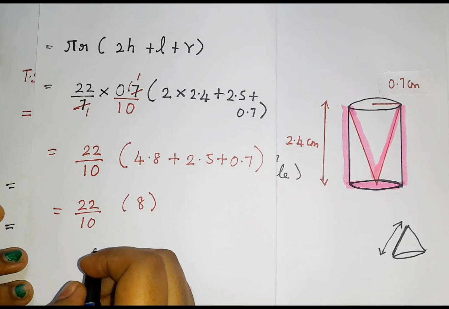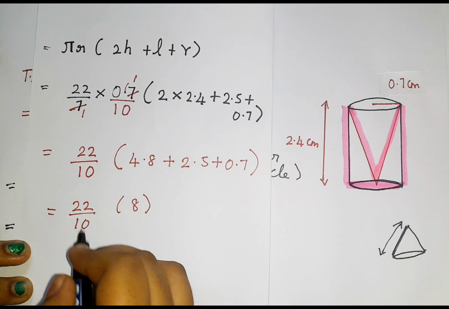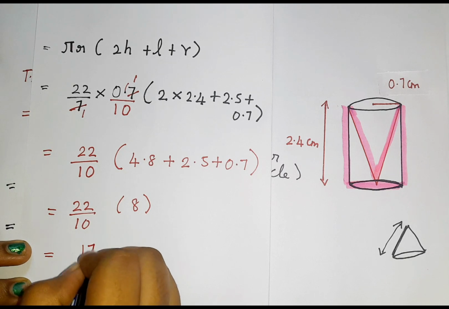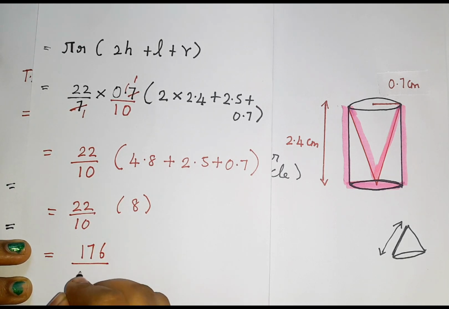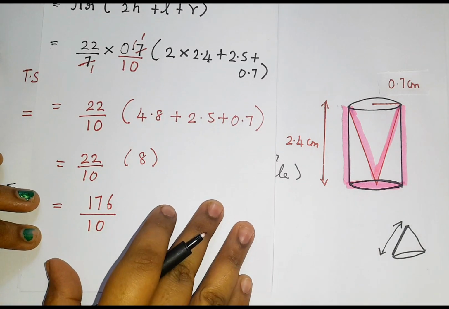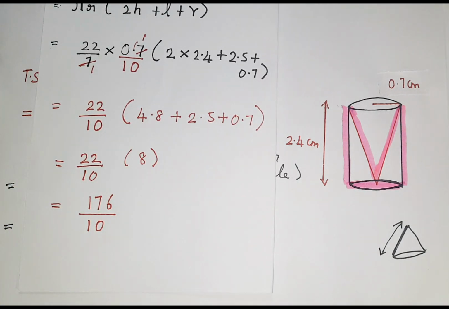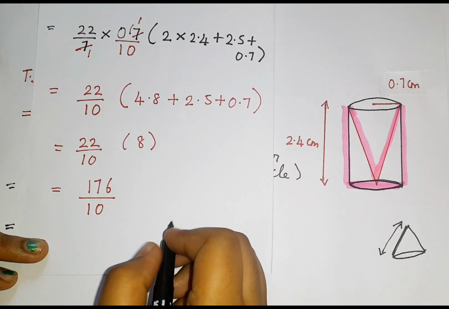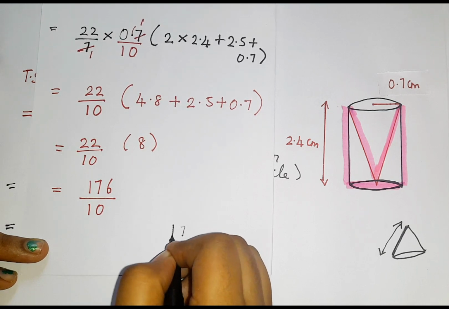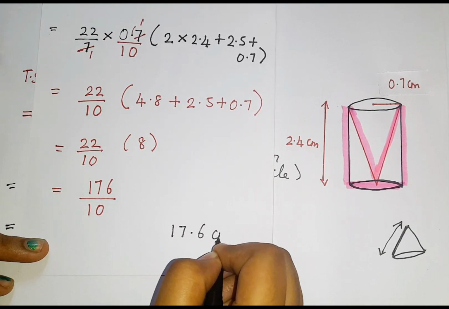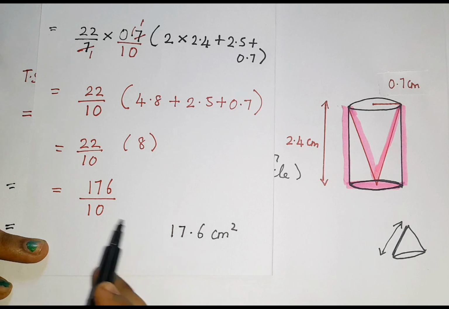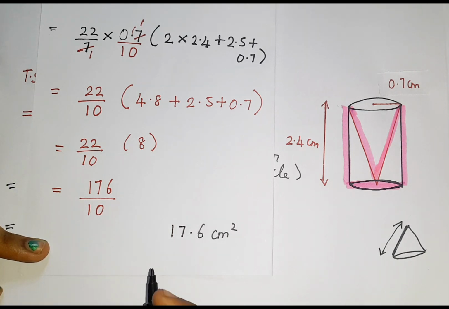Now I have 22 by 10 into 8. When I multiply 22 into 8, I get 176. And then down I have 10, so I can write the 10 as it is. Am I right? Now instead of writing 176 by 10, I can actually write 17.6 centimeters square. You are supposed to put the decimal point like that. Likewise I got 17.6 centimeters square.